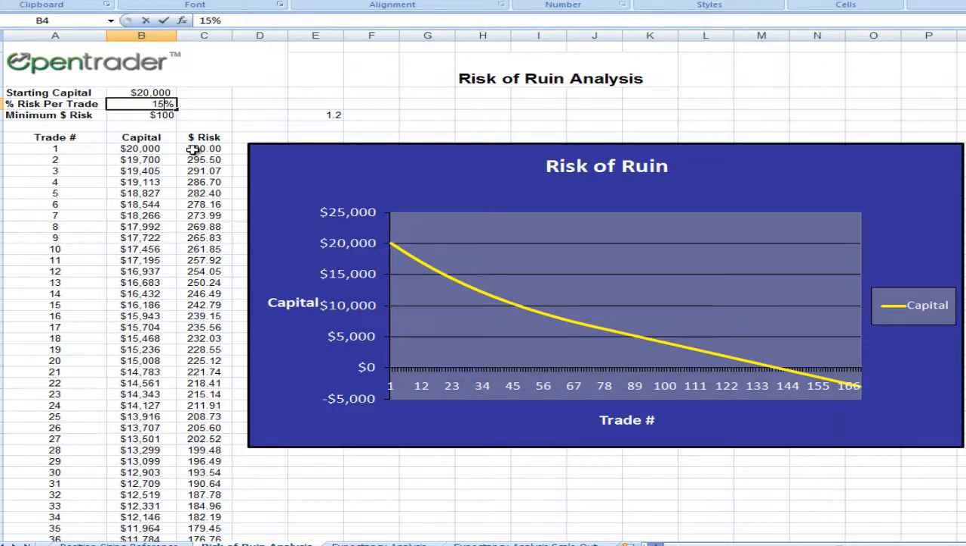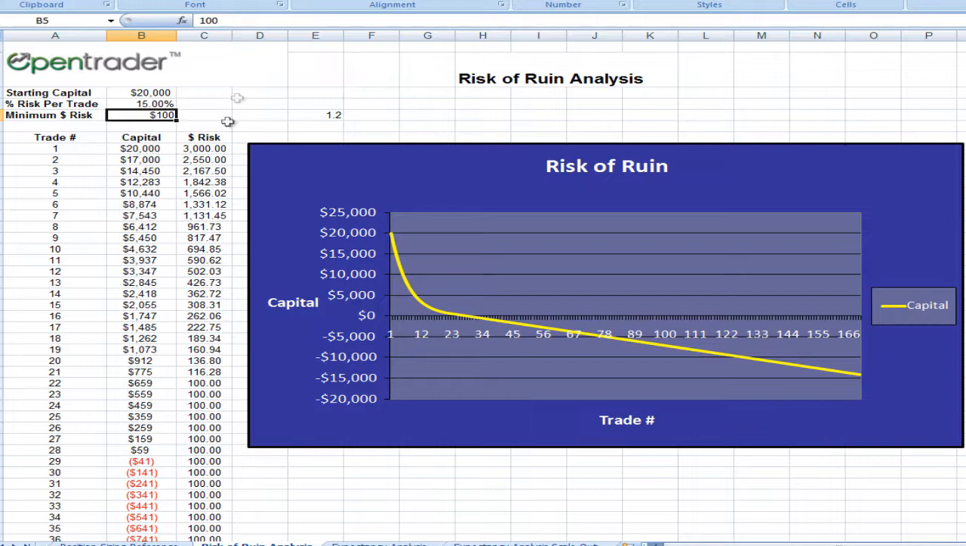Well, look what happens if you have 15%. 5 losing trades in a row and you've lost half your money, right? Look at this graph, what happens to it. Just a steep drop off and you're done. So yeah, while it might be tempting to make a lot of money, it just doesn't make sense financially. You will never make it that way.